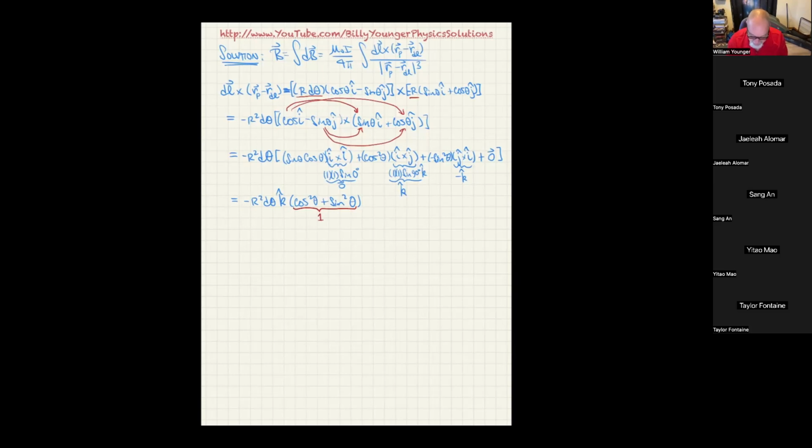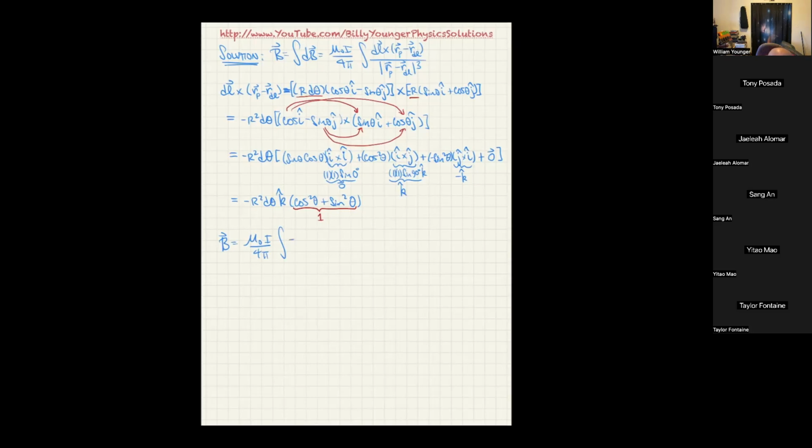So all that horrible nastiness turned out to be something really simple, negative r squared d theta. That's an important thing to learn here. So let's go back and now put this back into the answer. So B is equal to the integral of dB. And as we said, that's equal to mu 0 I over 4 pi times the integral of dl cross (rp minus rdl). That's what I just calculated.